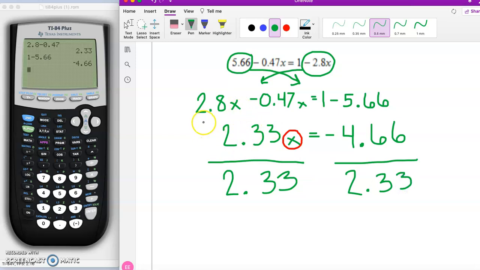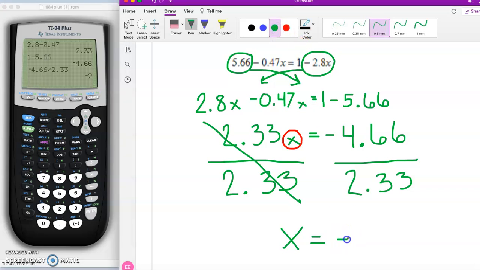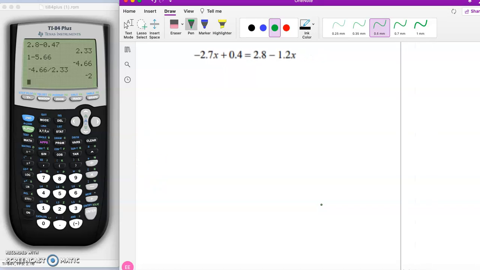Over here, these numbers cancel out. So all I have is my x equals, alright, let's see, negative 4.66 divided by 2.33 equals, beautiful, negative 2. So you guys see it's the exact same process. The only thing that changes, we're working with decimals. So try this next one on your own if you can. Pause the video. And then we'll go over it together.